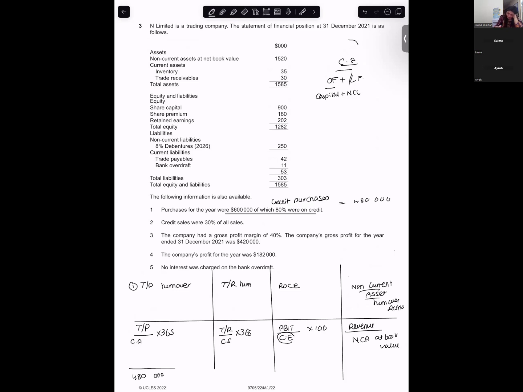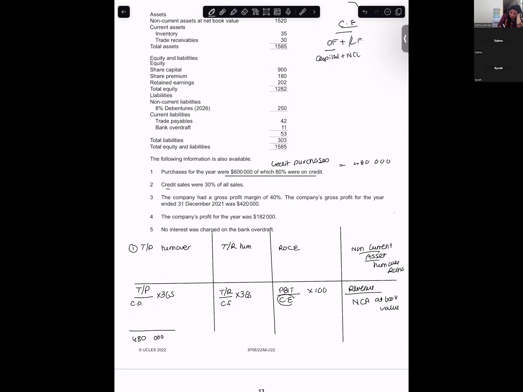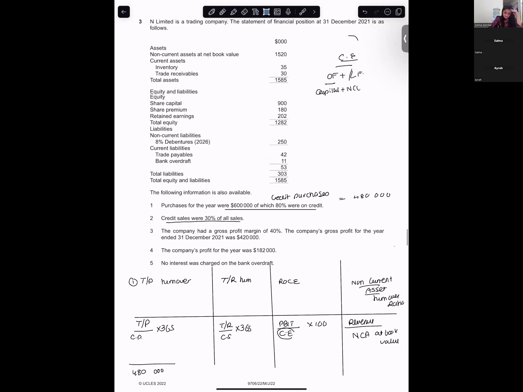Now this one: credit sales were 30% of all sales. Do you have all sales? No, you don't have all sales. That means you have to find out revenue. Whenever you have to find out revenue, you will do your income statement. Revenue minus cost of sales gives you gross profit.